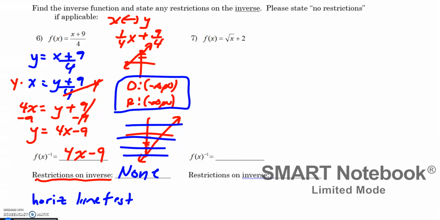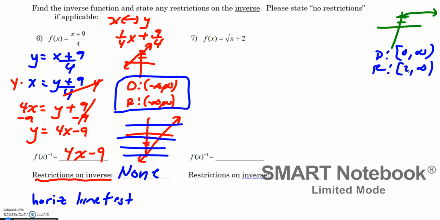Number 7, let's also think about what this graph looks like at the beginning, because it'll help later on. This is a square root function that moves up 2 units, so it'll look something like that as a sketch. Does this graph pass the horizontal line test? Yes, it does, which means that it does have an inverse. Before I start the problem, the domain of this function would be from 0 to infinity, and the range of this function would be from 2 to infinity. This will help us later on with the restrictions.